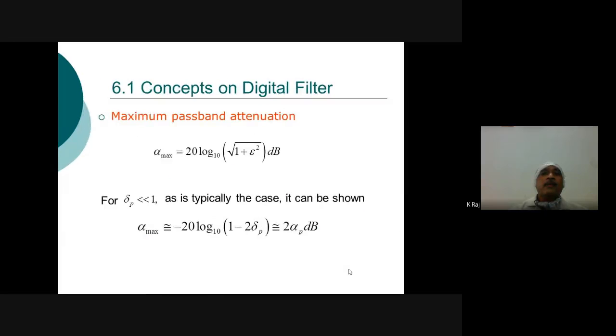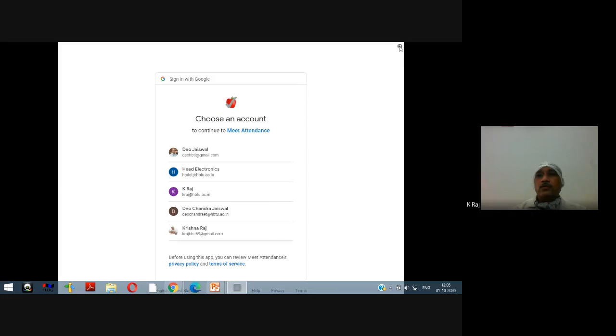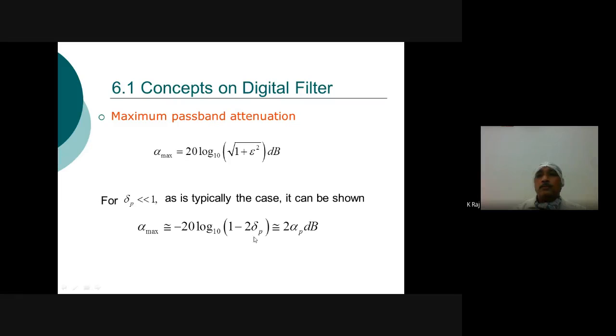Now the maximum pass band attenuation alpha max is defined as 20 log 10 square root of 1 plus epsilon square in dB, where delta p is much less than 1, which is a typical case. It can be shown that alpha maximum is approximately minus 20 log 10 of 1 minus twice delta p, that is approximately equal to twice delta p in dB.